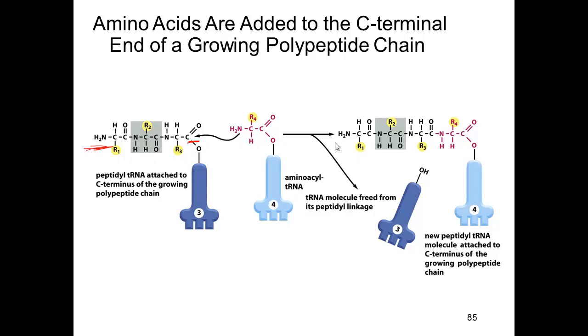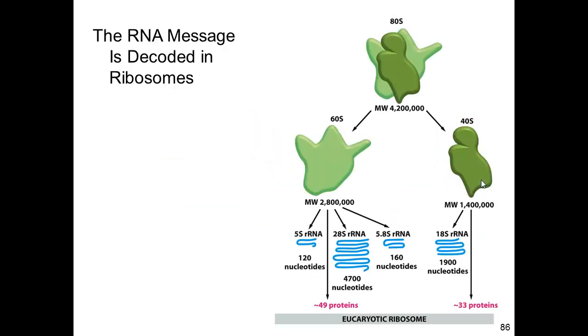Here we see a growing polypeptide chain with 1, 2, 3, 4 amino acids connected to it. Again, the backbone atoms are the amino group, the alpha carbon, and the carboxy carbon. Notice the growing peptide chain is always attached to one tRNA molecule. In this case, the first three amino acids are, and then here all four amino acids are attached to a tRNA molecule. The ribosome is the complex molecular machinery that reads the messenger RNA and synthesizes the protein.